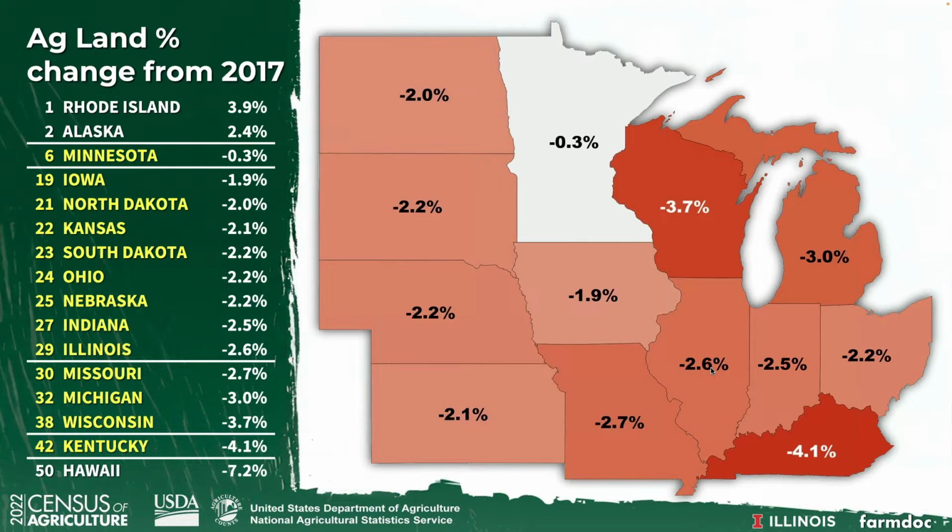In the larger farming states, it is a slow decline, really quite slow. We're looking at Iowa with about a 2% decline in farmland over 5 years.